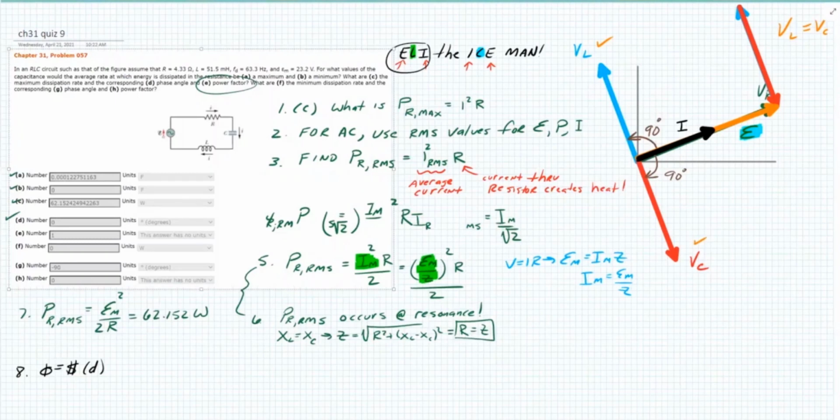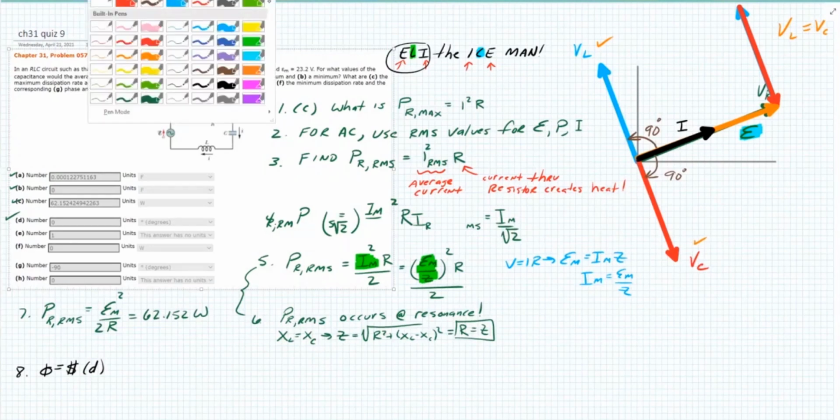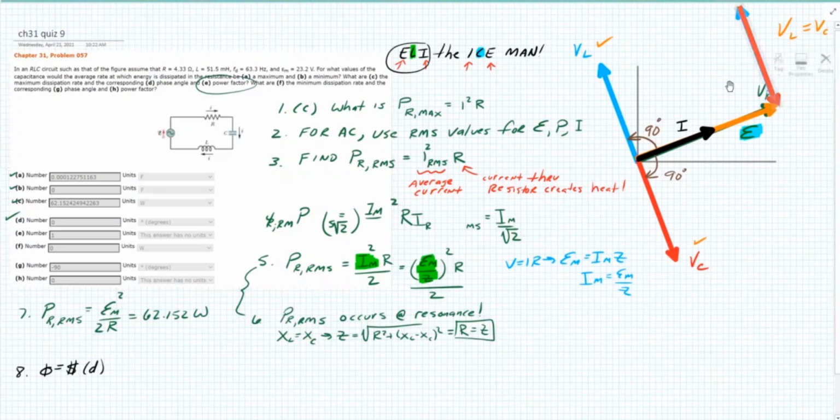Let me do this just so it's a little more insightful. What if my capacitor didn't quite perfectly offset the inductance? What if I had something like this, not resonance? So what if that was my red vector? If that was my red vector, this would be my orange vector right here. My orange vector would look like this. If that's my orange vector right here, this is my phase angle, like that.